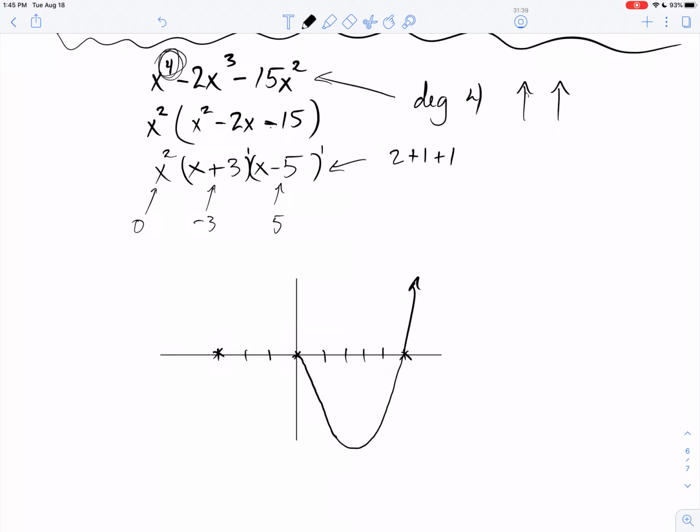I'm going to go up here. I'm going to bounce, doink. Then I got to turn around somewhere. Maybe it turns around there. Maybe it turns around somewhere else. I don't care. But I do know this. It's going to come through and go straight through and go up. Bam. That's a nice looking polynomial. That's a nice looking poly.